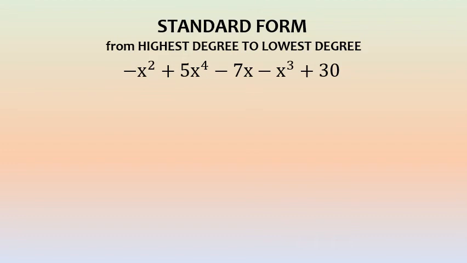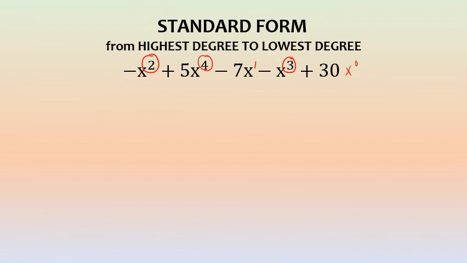So here, class, your degree of this term is 2. Tama? On this, it is 4. On this one, it is 1. Since 7x that is raised to 1. Then we have here 3. And this is our constant term or x raised to 0. So let's arrange this in its standard form.